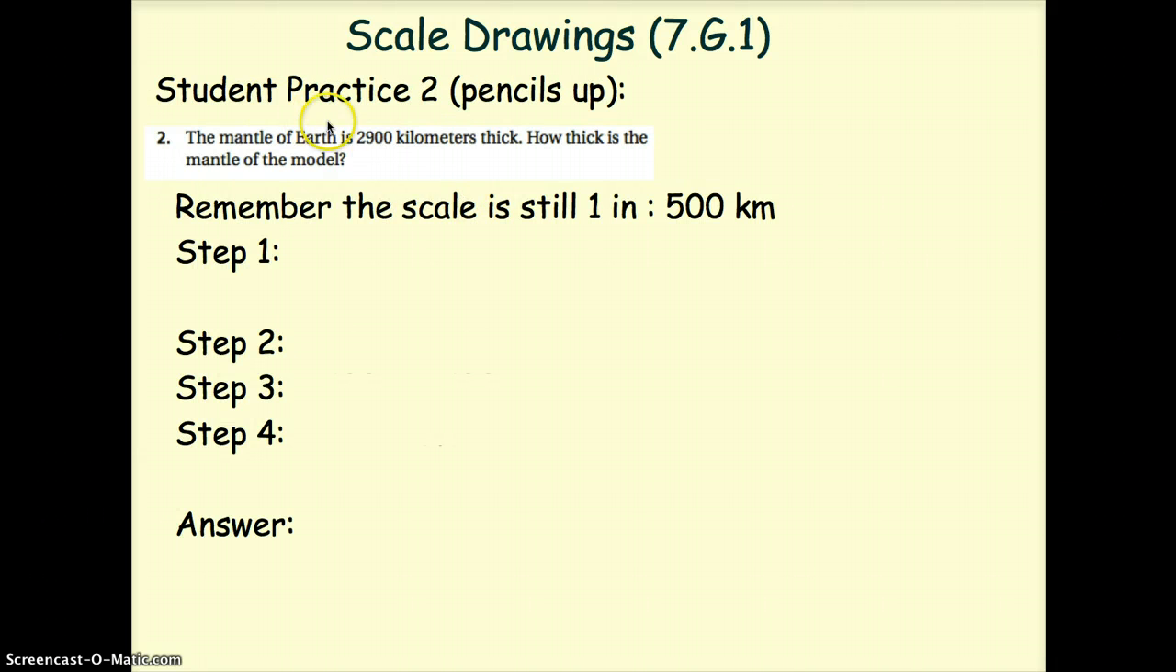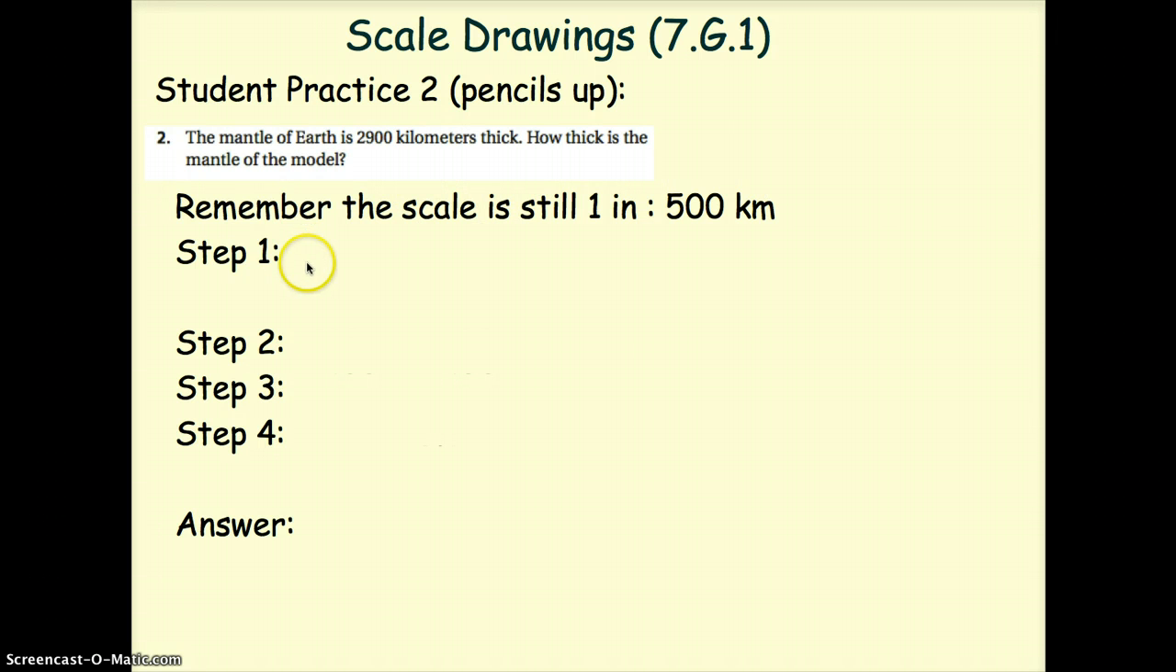The mantle of the Earth is 2,900 kilometers thick. How thick is the mantle of the model? We don't even need the picture. All we care about is this information right here. The scale is still 1 inch equals 500 kilometers. So start with that. That's your first fraction. Go ahead and press play when you're ready to see the results.